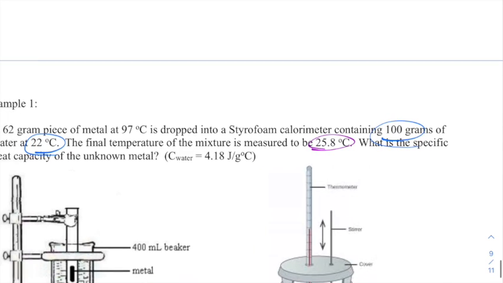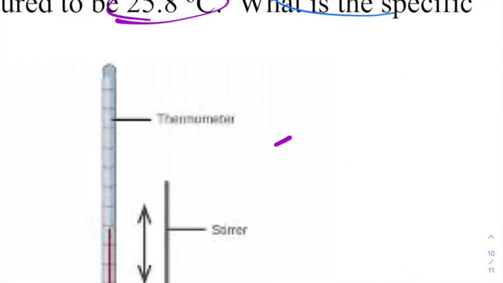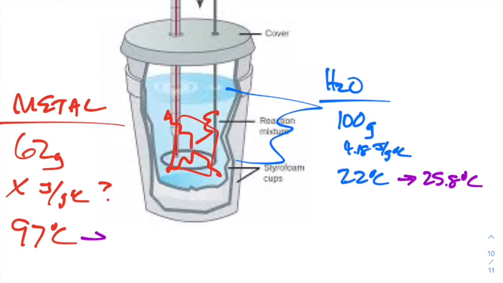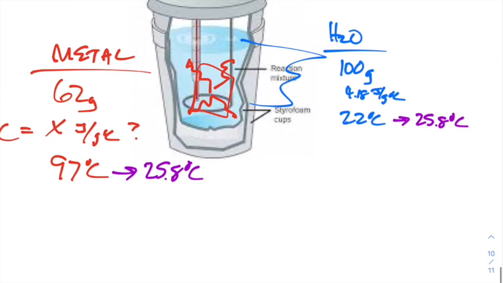So the hot metal got cold. The cold water got hot until they met somewhere in the middle, and that was at 25.8. So the water went from 22 up to 25.8 degrees Celsius, and the metal went from 97 down to 25.8 degrees Celsius. All right, so now let's set these problems up.